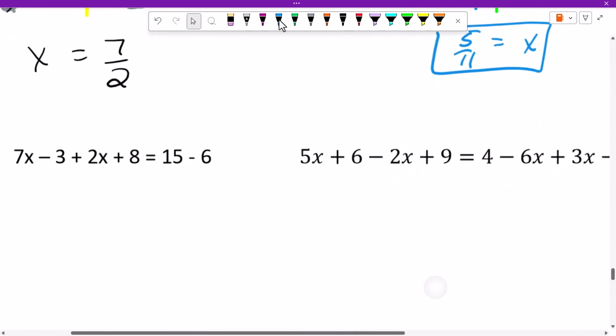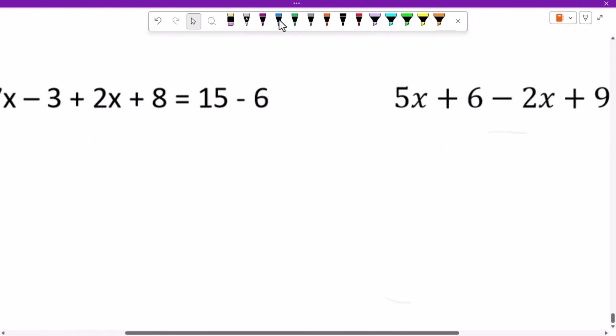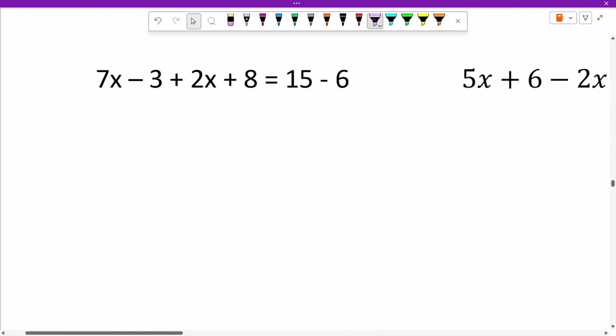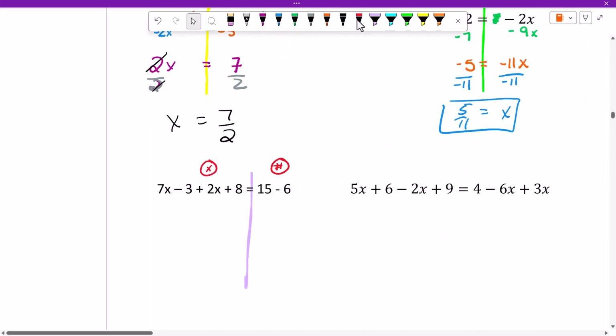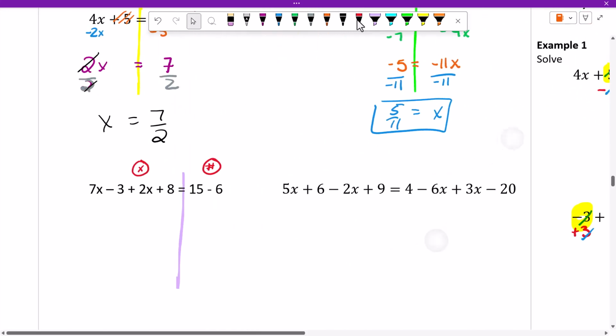Do you want to try one on your own? No? Not one of those ones, though. Okay, this is a little bit harder. Let's do this one here. Pick a side you want the x's. Olivia, I'm going to have you pick. Left for the x's. And that makes sense because the other side doesn't have any x's. So why would you want to pick them up and move it to the other side when it's not even there? What was the answer for the last one? 5 over 11. It was positive. Yeah, 2 negatives cancel each other out.